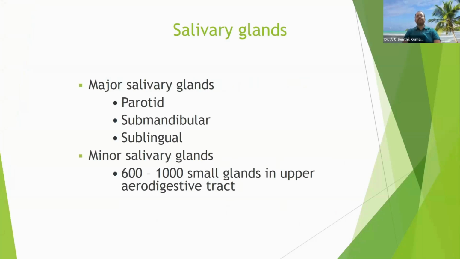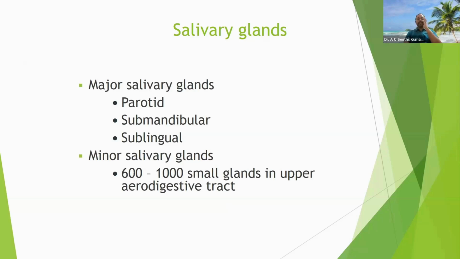The topic per se. I thought we will just brush up our anatomy and physiology of the salivary glands. The major salivary glands are the paired organs: the parotid, submandibular, and sublingual glands. We have the minor salivary glands, almost 600 to 1000 of them. They are small glands in the upper aerodigestive tract.